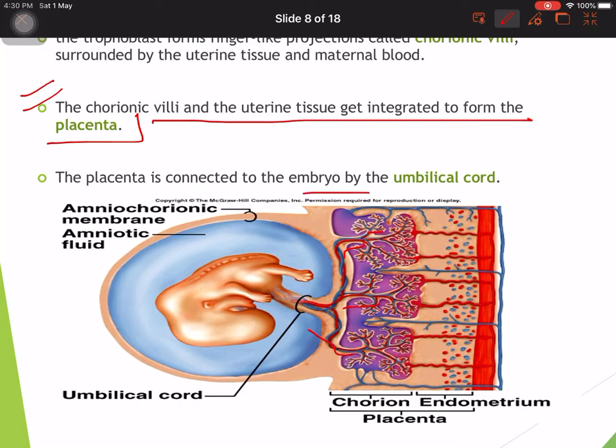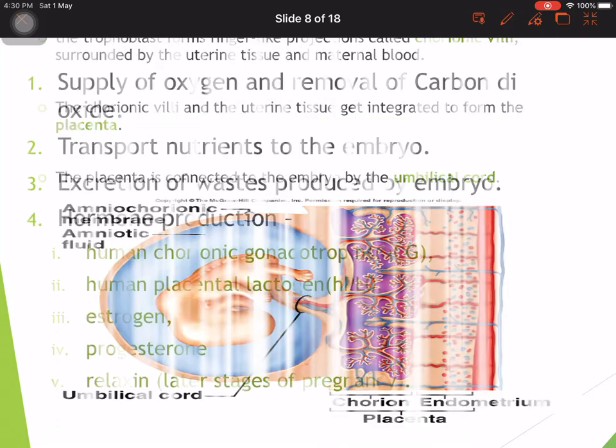The placenta is connected to the embryo by the umbilical cord. You can see from here, this is the umbilical cord, and the amniochorionic membrane, or amniotic fluid, is the fluid which is for the safety of the embryo, and this is the outer layer. So this diagram is very much important.